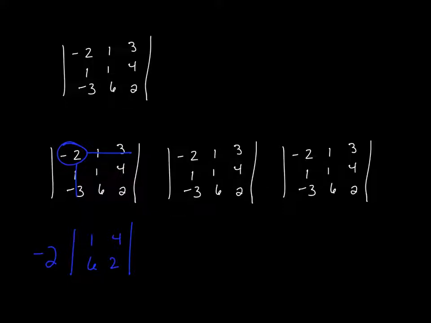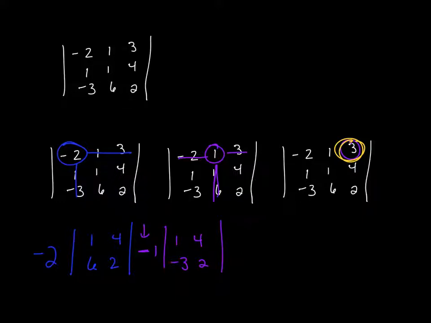The second piece, I'm going to go ahead and take out the 1. Remember, this next one has to be negative. Take out anything in the row and in that column. So then I have a negative 1 on the outside, and inside this matrix is 1, 4, negative 3, 2. And the last one here is going to be this 3. Take everything out in that row and that column. This one is positive 1, 1, negative 3, and 6.